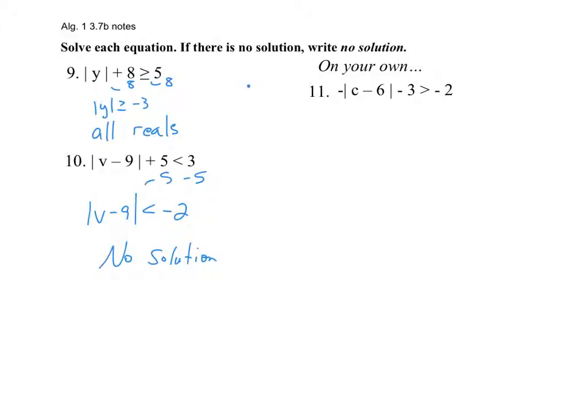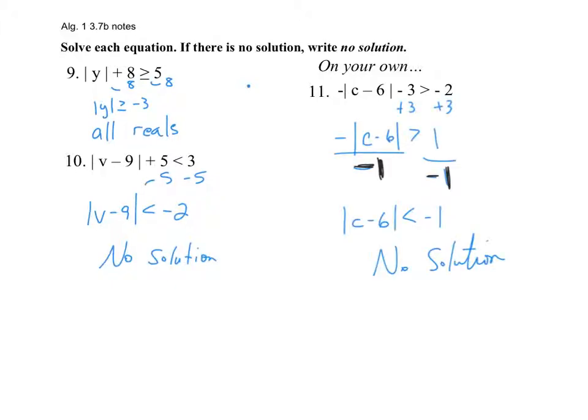Okay. Now, on this one, on number 11, I do want you to go ahead and pause your video. Try that one on your own. Guys, here's how you do number 11. You have to remember this little trick of flipping your inequality when you divide by a negative, and then you end up with the absolute value of c minus 6 is less than negative 1. And again, that cannot happen.